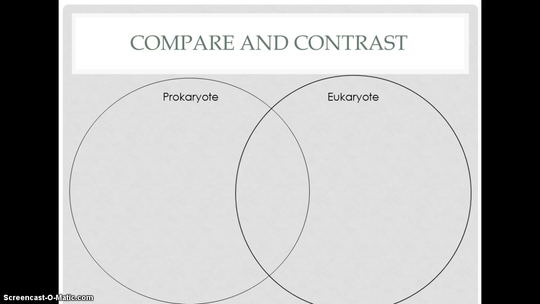Now please pause the video and complete the compare and contrast Venn diagram for prokaryote and eukaryote cells. Now let's go over some of the items that should be included in your Venn diagram.